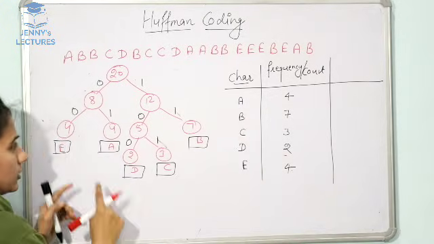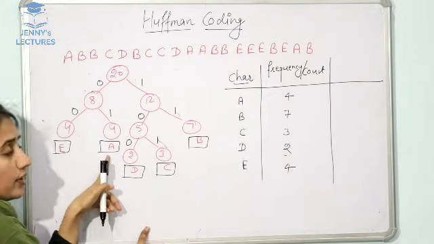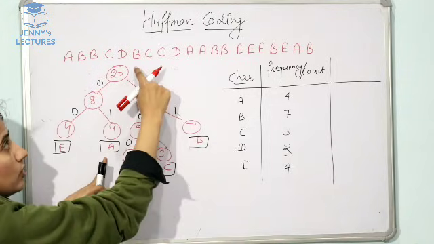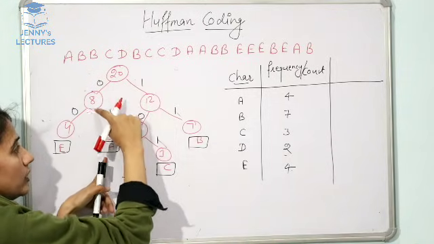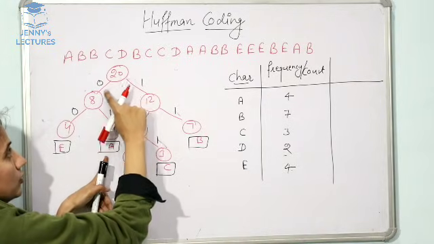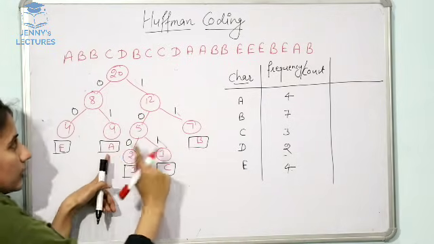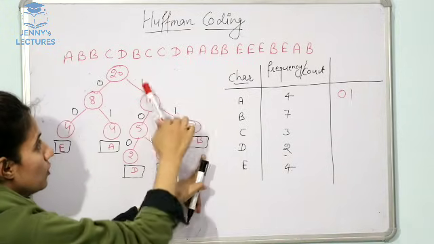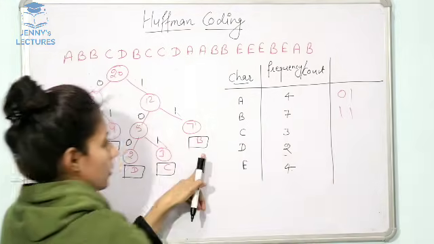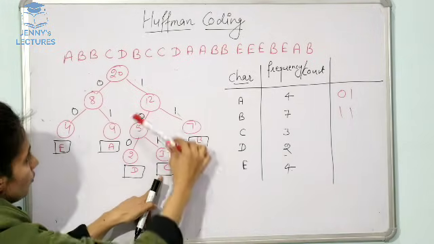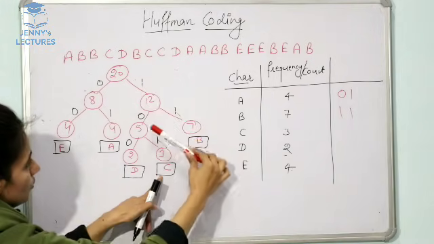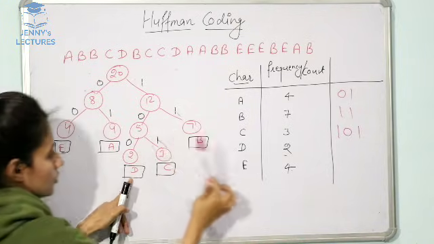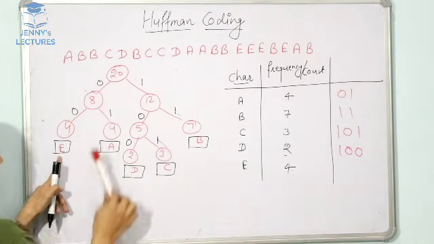For A, have to find out, see, the character would be at the leaf node A. Have to traverse the tree. Always we cannot traverse the tree from the leaf node. We will traverse it from the root. Traverse it from the root and traverse the tree till you reach the node A. Now 0 and 1. The coding for A would be what? 0, 1. For B, it's what? 1, 1. For C, what is the Huffman coding? Here we have 1, 0 and 1. For D, 1, 0, 0. For E, 0, 0.